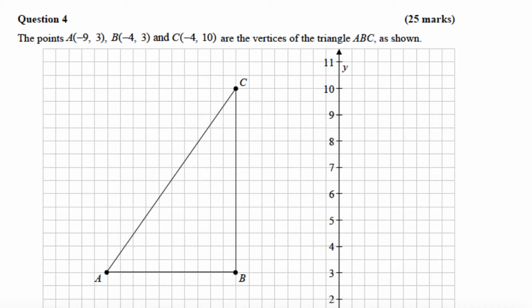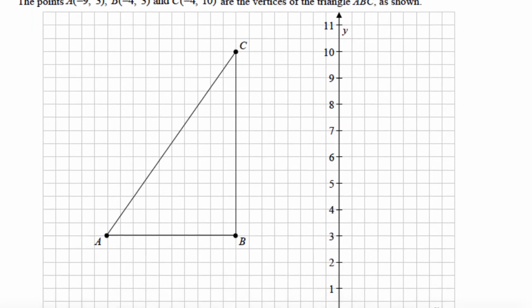So this is the 2014 Leaving Cert Ordinary Level Paper 2, and we're looking at question number 4. The points A, which is minus 9, 3, B, minus 4, 3, and C, minus 4, 10, are the vertices of the triangle ABC as shown. So vertices is just corners. So we have the triangle here on the XY axis.